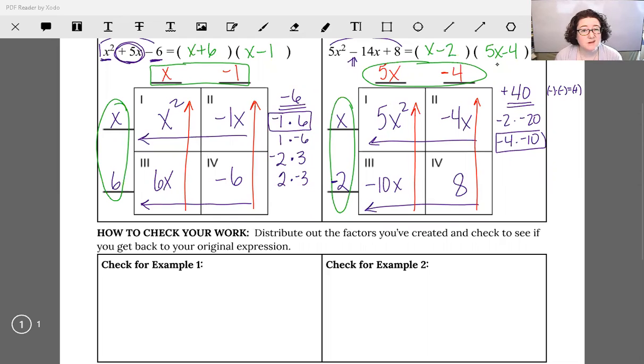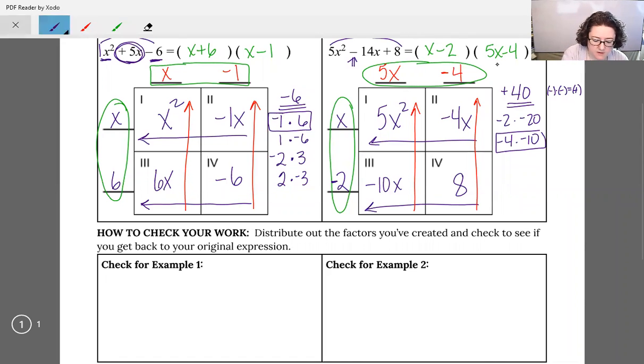And so basically all we're going to do is distribute out our factors and see if we get back to the original expression that we were given in the problem. So for example 1, we were asked to factor x squared plus 5x minus 6, and we came out with the factors of x plus 6 and x minus 1. So we're going to distribute this out.